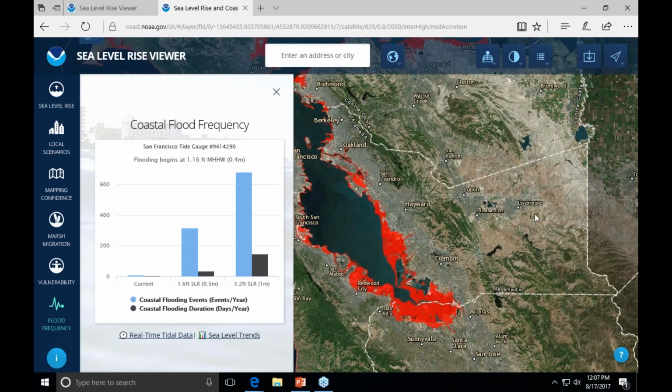And another thing, I don't know if this helps, but I know you guys also have, because they're everywhere now, the Climate Central Surging Seas application.